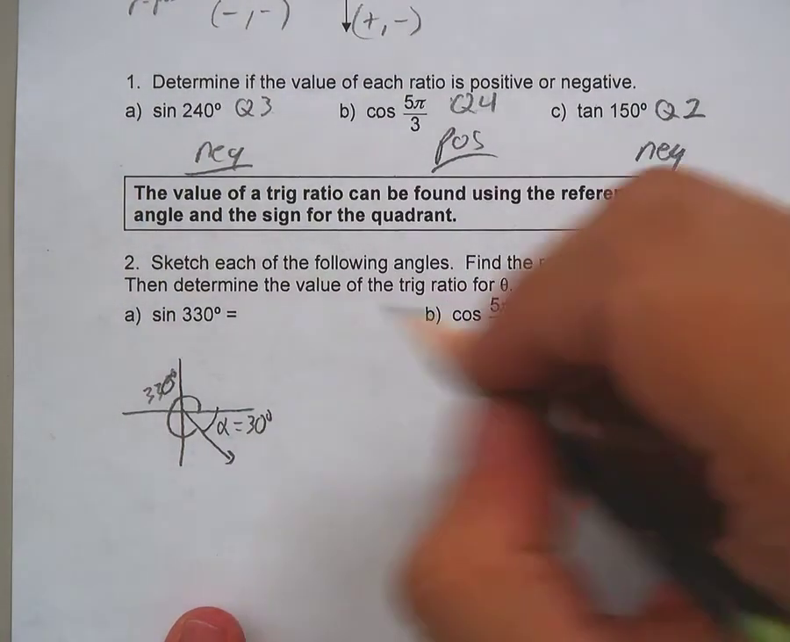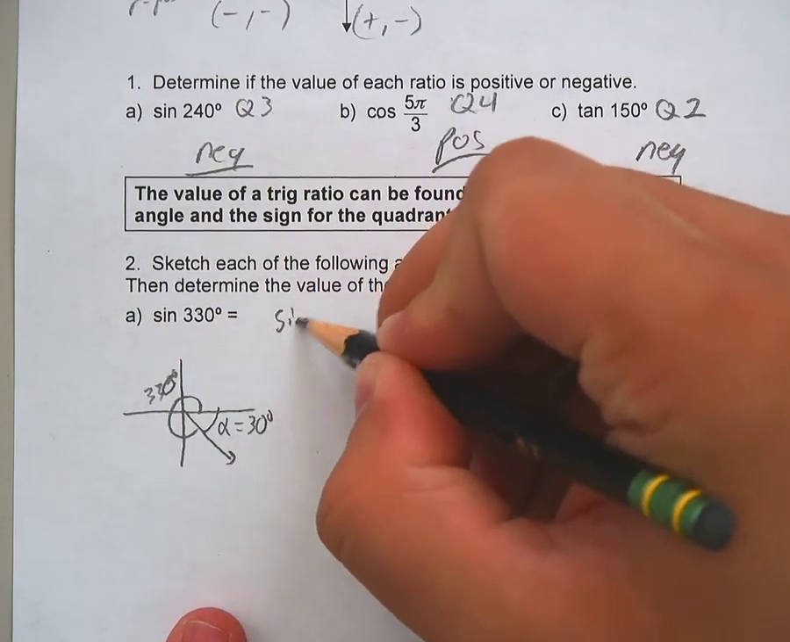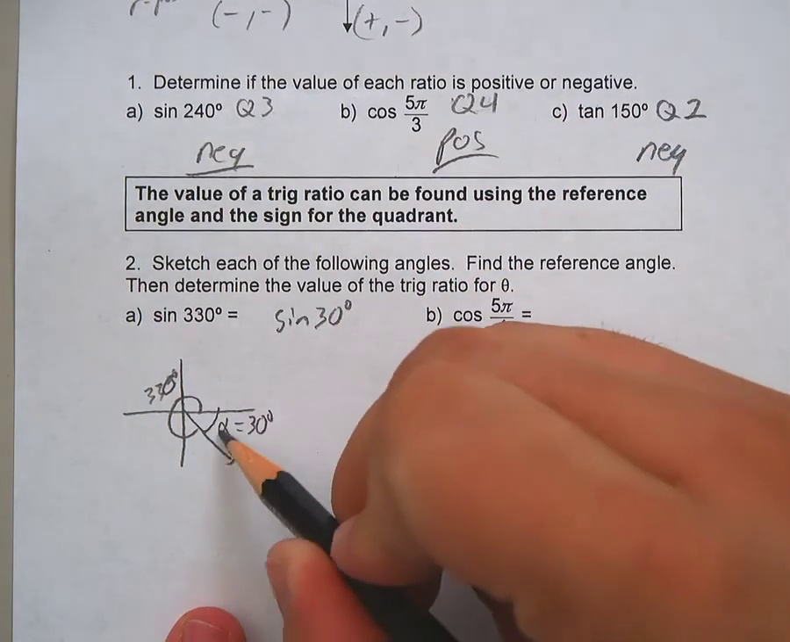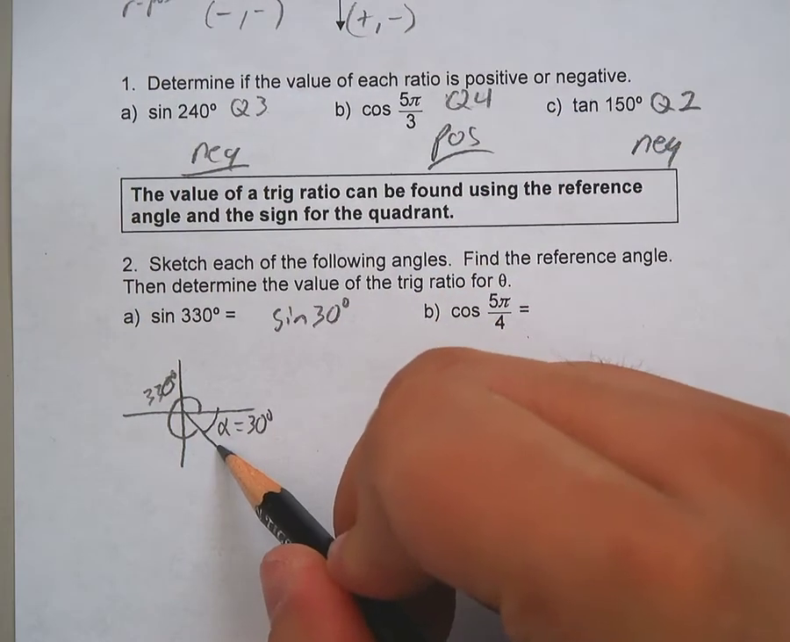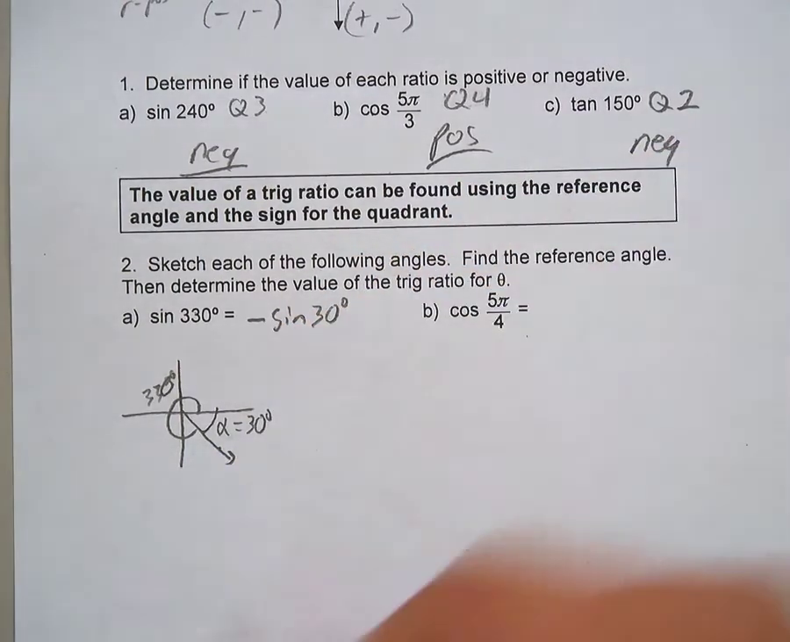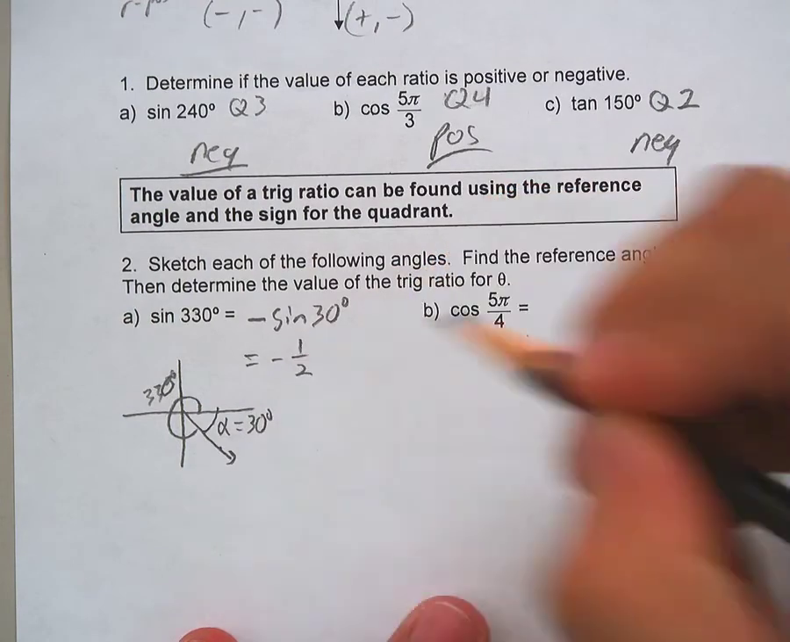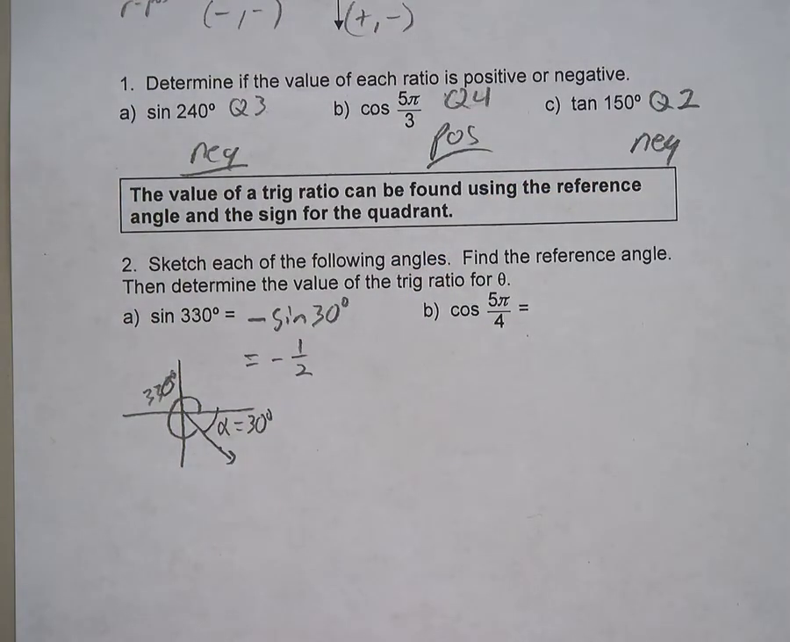So what they're saying is that we can write it saying that instead of sine 330, it's going to be sine of 30 degrees. And is sine positive or negative down here? Is y positive or negative down here? Y is negative, so it's going to be a negative sine of 30, which is negative 1/2. Sine of 30 degrees is 1/2. You know that from your unit circle.